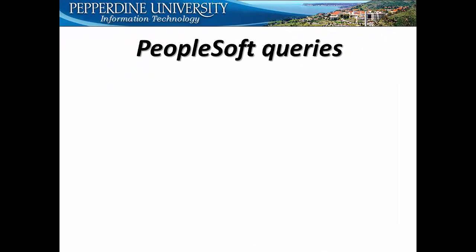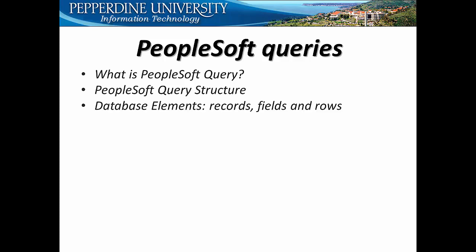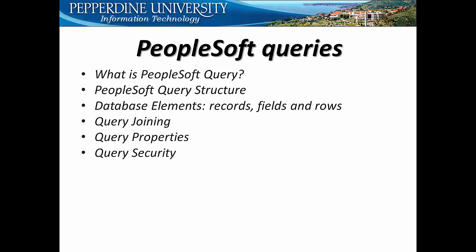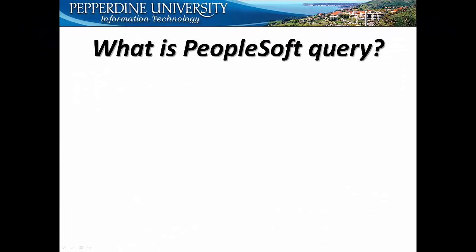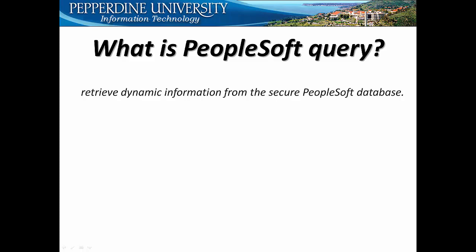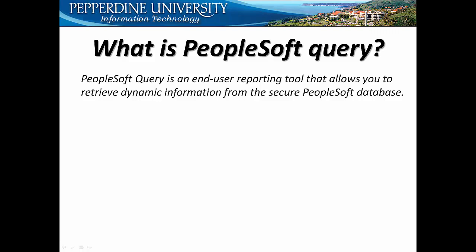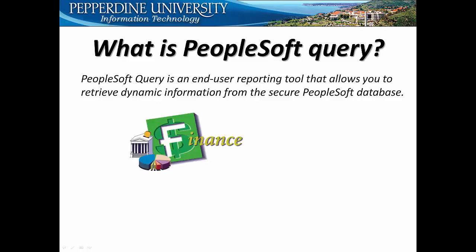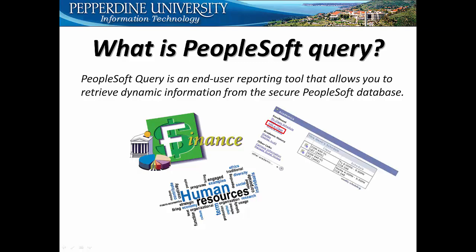Now that we understand the basics, let's describe in more detail a PeopleSoft query, its structure, the database elements, joining queries, query properties, query security, and the options PeopleSoft provides for working with queries in our environment. Now, to expand our understanding into what is PeopleSoft Query, simply stated, it is an end-user reporting tool that allows you to retrieve dynamic information from the secure PeopleSoft database. This can be finance, human resources, or student administration data.